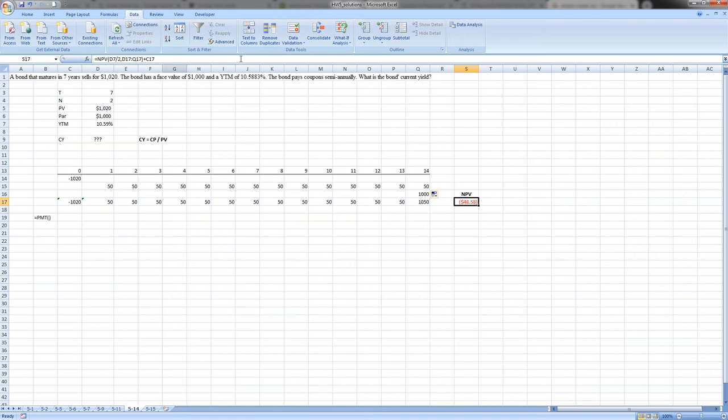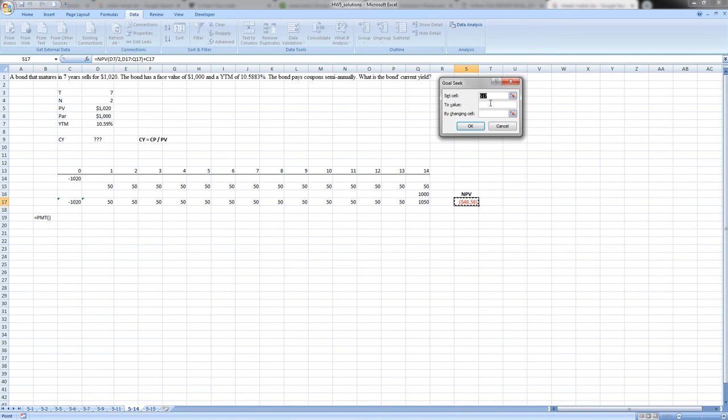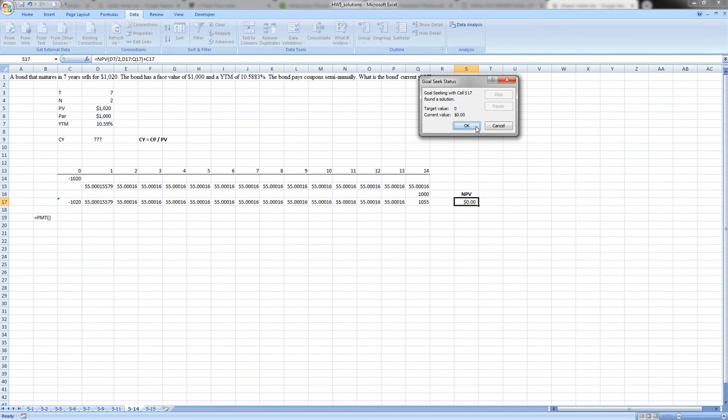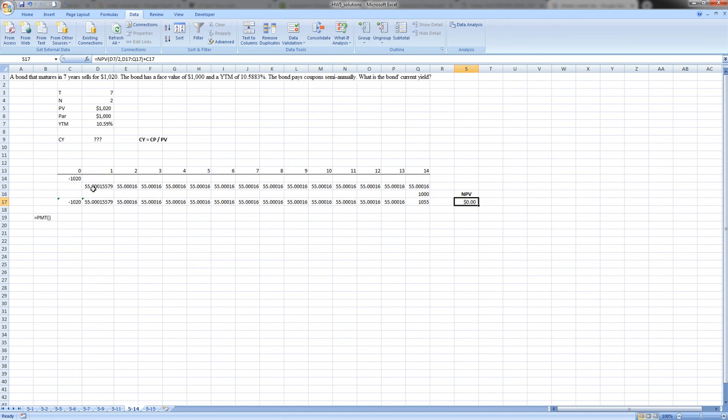We could use the NPV function in the what-if analysis and use goal seek. And we're going to set that value to a value of 0 by changing our payment. Now the problem here is that these are all going to change at once, and sometimes what happens is Excel can't handle this. We see it comes out to $55. So this payment is $55, and that results in an NPV of 0.